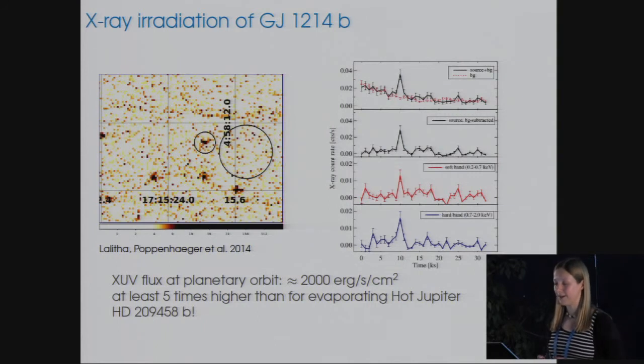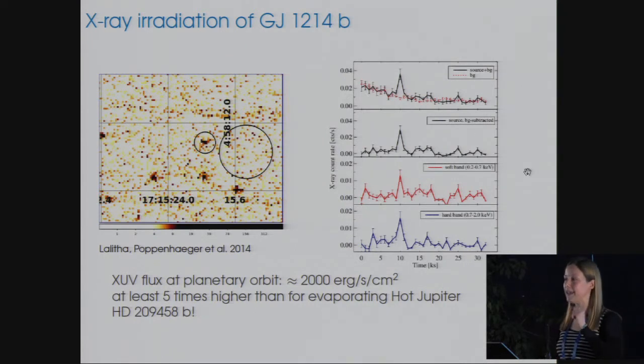I would like to show you one more example where we have some exciting news. We have recently been able to detect the host star of the super-Earth GJ1214b in soft X-rays. This is work that has been led by Lalita Sairam. And we have here a clear detection of the host star in X-rays. And we actually have a light curve where we have a stellar flare detected, and we can look at different energy bands.